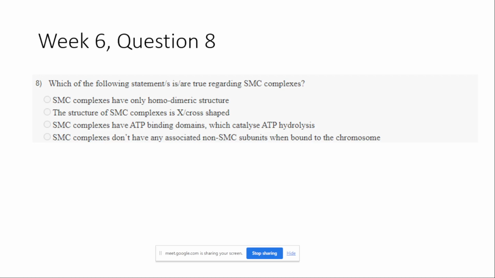Secondly, the structure of the SMC complex is X-shaped or cross-shaped. Is it true?